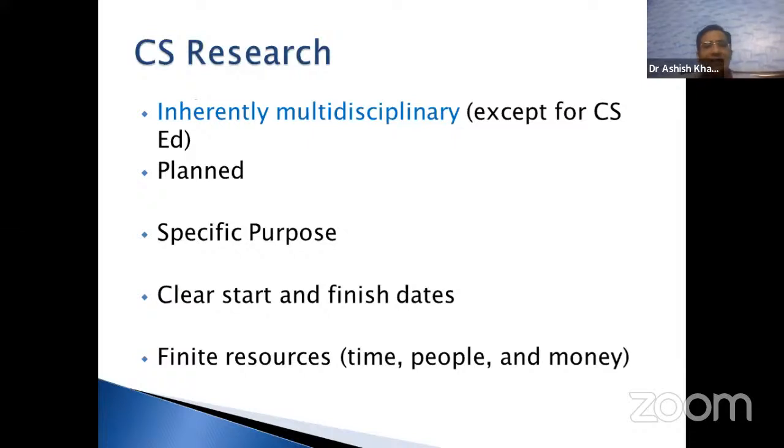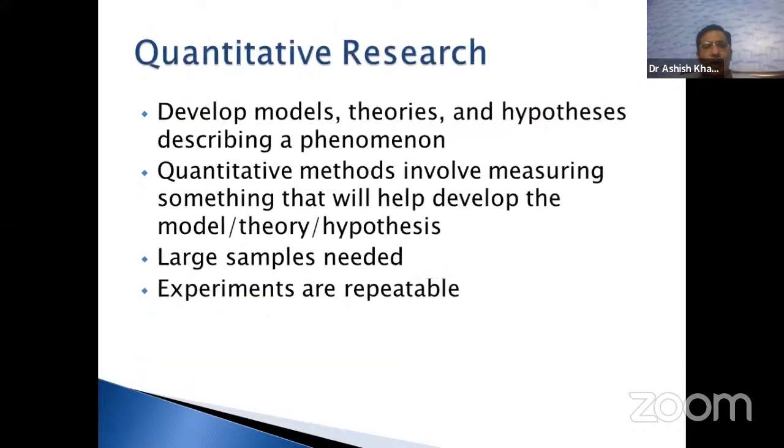So, CS research, I think we all understand. There are two types of research: quantitative research and qualitative research. Quantitative is where we are quantifying the research. We are not just saying that my algorithm is better than the previous one; I'm saying that my algorithm is 2% better than the previous one. That means I am using quantitative research.